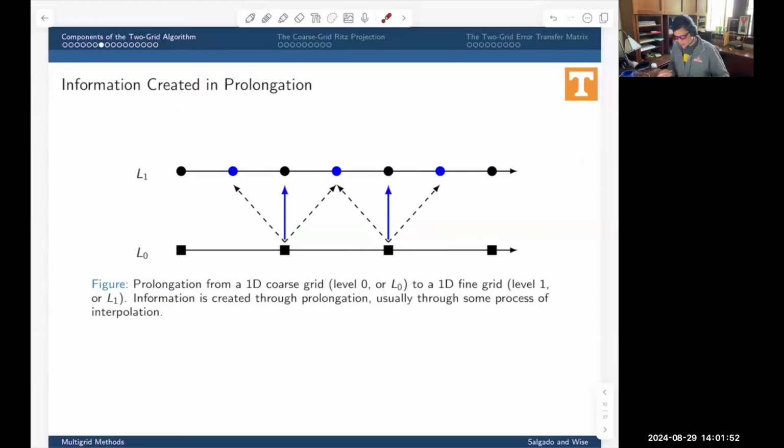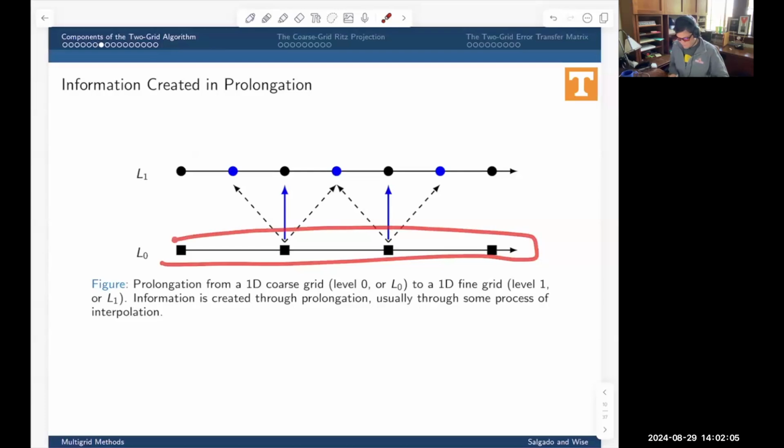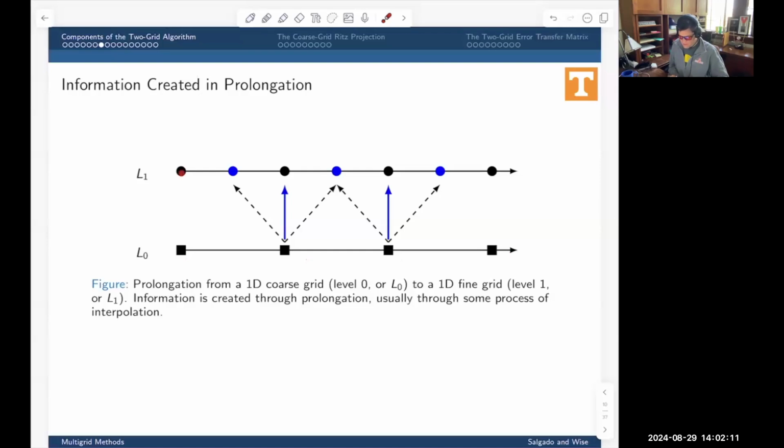Prolongation has the opposite effect. So you're starting with something which has a few pieces of information, and you're kind of broadcasting that or creating more information from that. So prolongation takes you from a coarse grid. This grid, let's say, has only 4 points, 1, 2, 3, 4, and it's going to push that information into a grid which has 8 pieces of information in it. So it's going to effectively double the amount of information. So this one's going to create information.